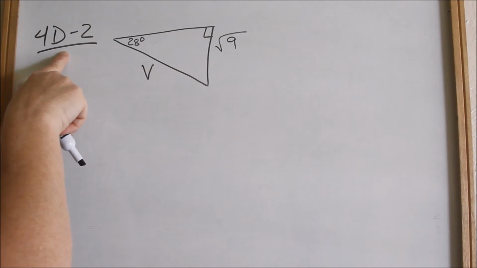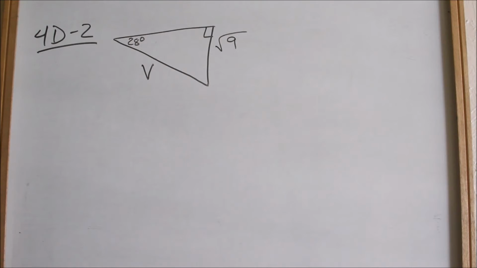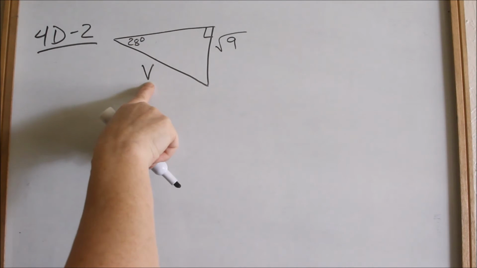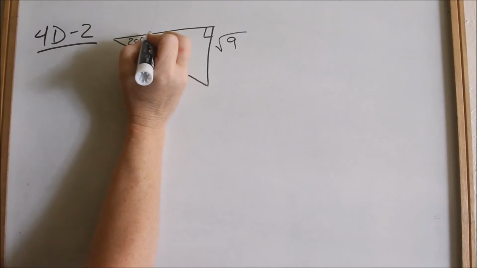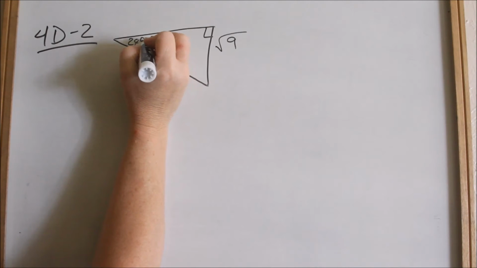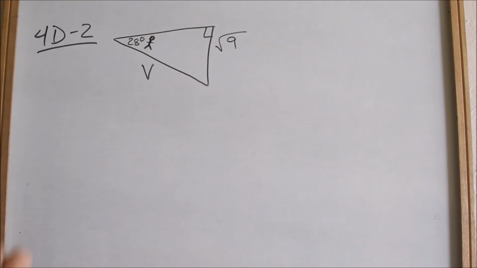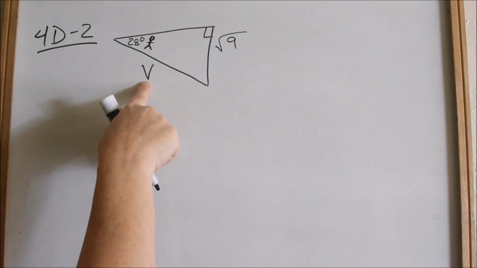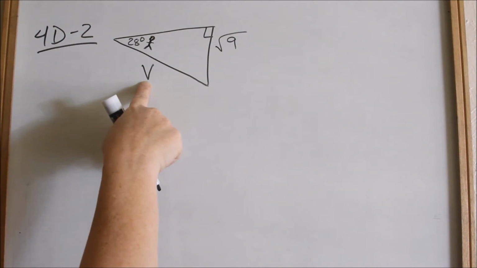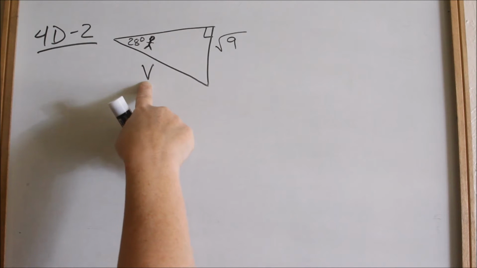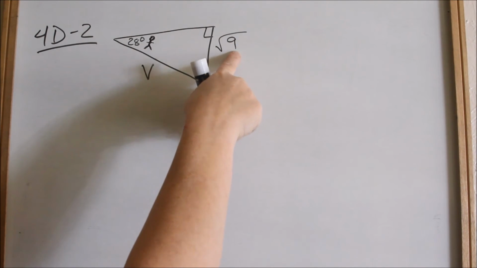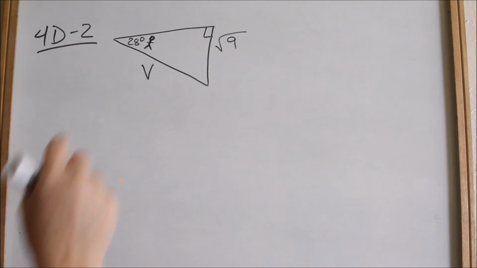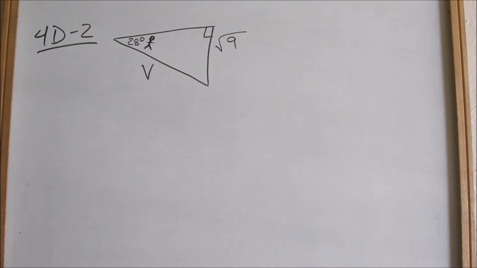Okay, so now we're looking at 4D2, and we have this triangle here. We're trying to solve for the hypotenuse of V. So if I was that little man standing right there at the angle that I know, then if I'm standing there, this is the side opposite of me, and this is the hypotenuse. Hypotenuse always across from the 90-degree angle. So which trig function deals with opposite and hypotenuse? That would be sine.